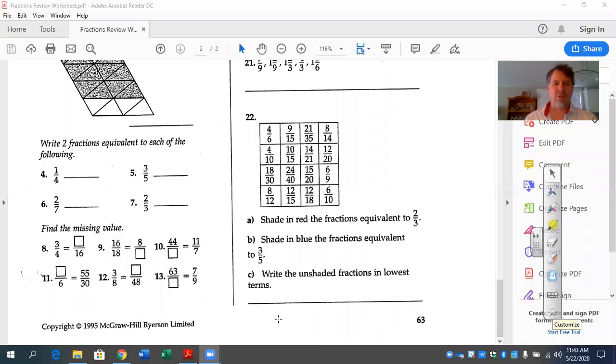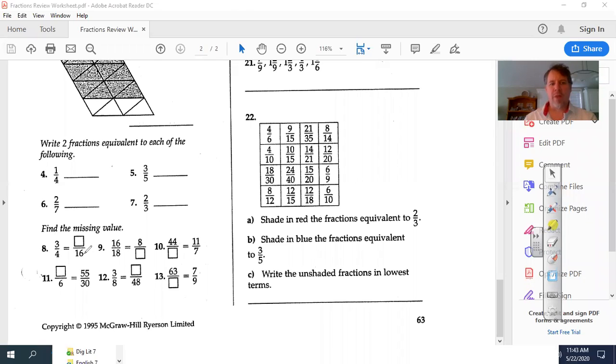Okay, starting on the next set of questions, questions 8 to 13. For these questions, we want equivalent fractions, but they've already given you one piece of the equivalent fraction. So the trick to figuring these out is to figure out, okay, what did I need to multiply to get here? So from 4, what do I have to times 4 by to get 16? And I say, hey, that's times 4.